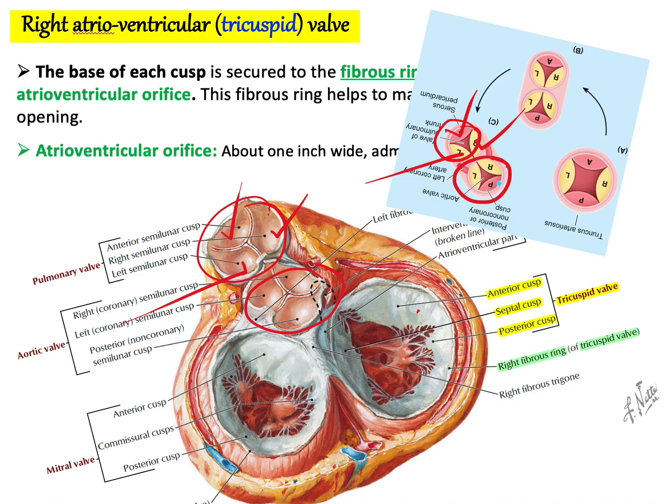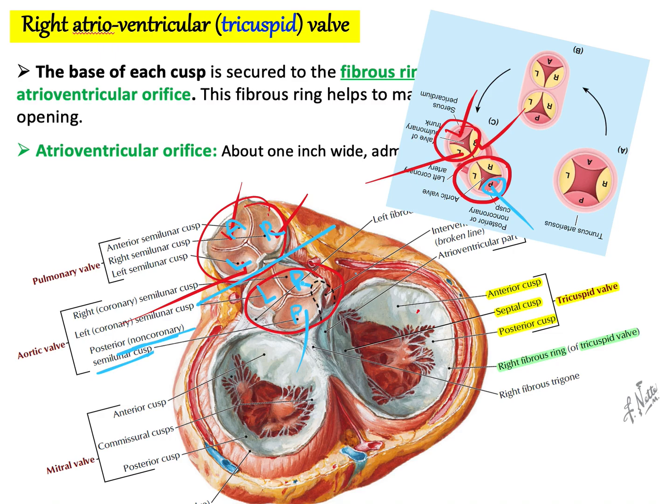So this is the posterior cusp, known as the non-coronary semilunar cusp. Why? I will show you. This is the posterior, and this is the right and this is the left cusp. So you have right, left and posterior here. Here you have right, left and anterior, because you remember the division. They were one cusp in the truncus arteriosus.